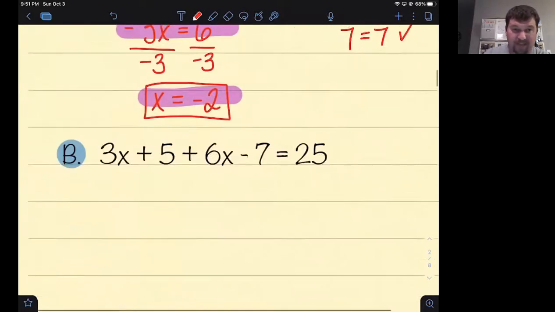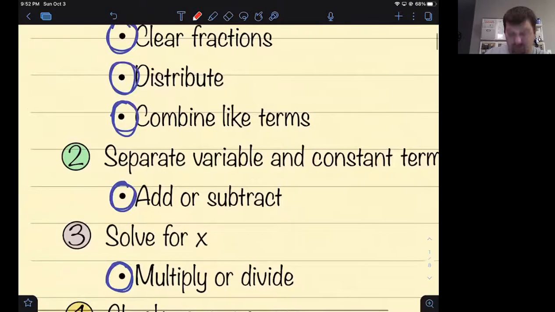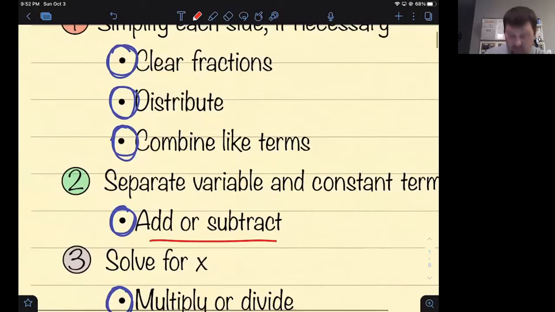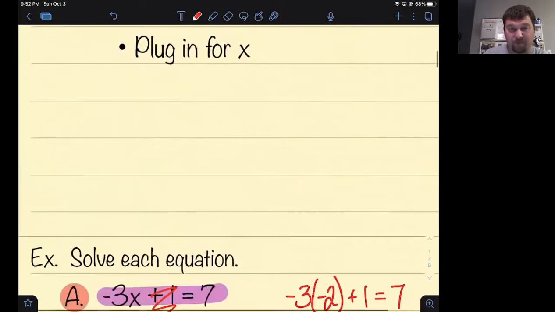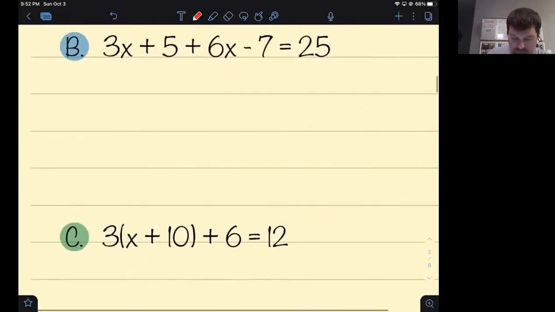Okay. Example B. 3x plus 5 plus 6x minus 7 equals 25. This is an example of one where I'm not just going to use addition and subtraction like I did in the previous problem, but one where I'm going to have to combine like terms. I've got more than one variable term on the left side. I've got more than one constant term on the left side. So I'm going to combine them.